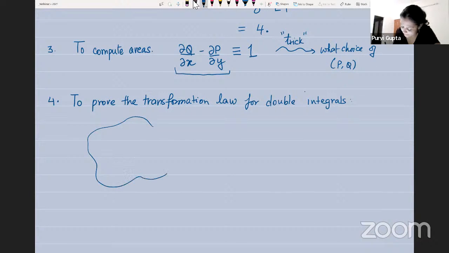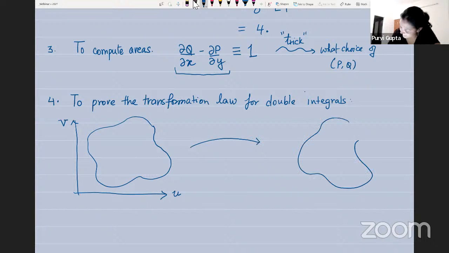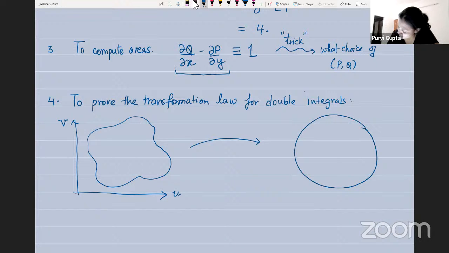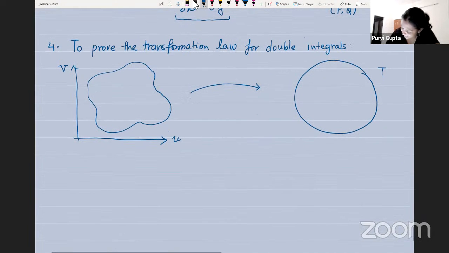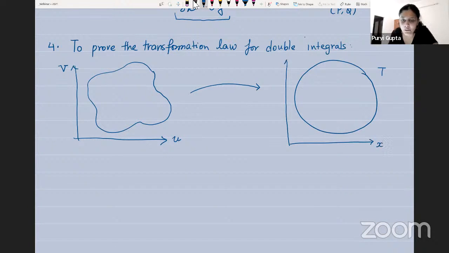And I'm always working with regions where double integration is well defined. So what I have is a region in the UV plane, and I want to transform it into a region, in the new plane, I'll call it T. So of course, when I transform, maybe I make this very nice. Okay, so maybe I make this a circle or something like that, if that is possible. Doesn't matter. So you transform it to the shape you desire, if possible, and you have the XY coordinates over here. And how are you doing this transformation?